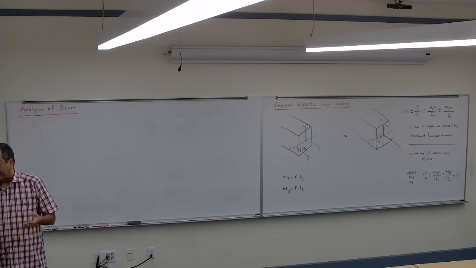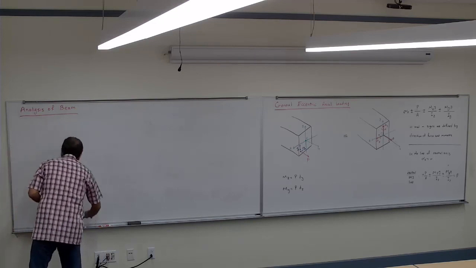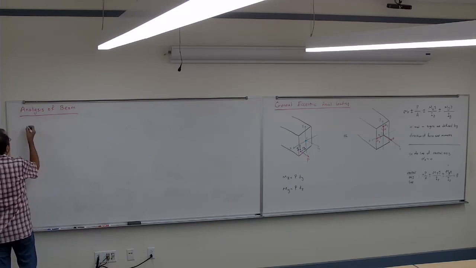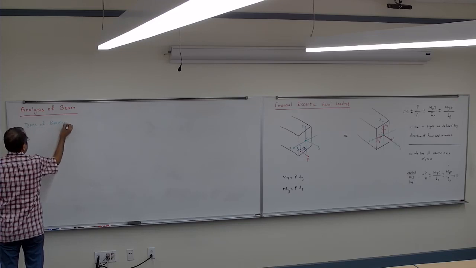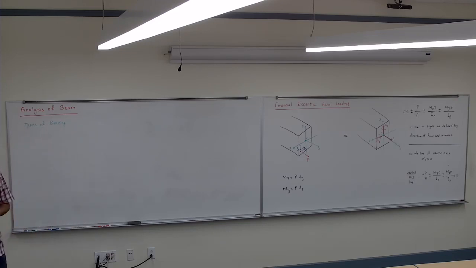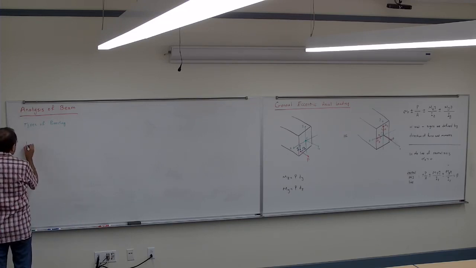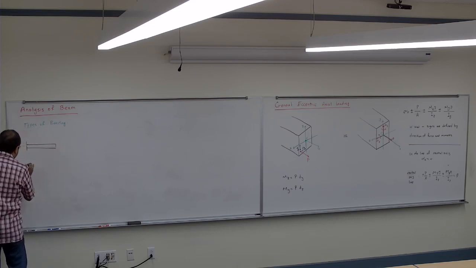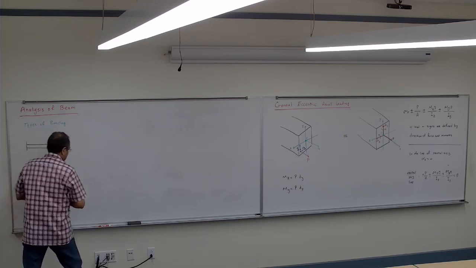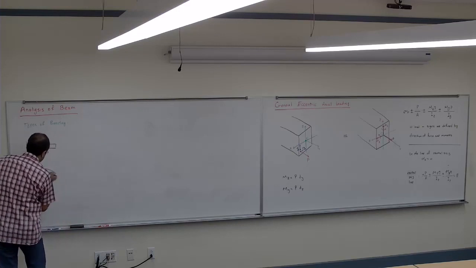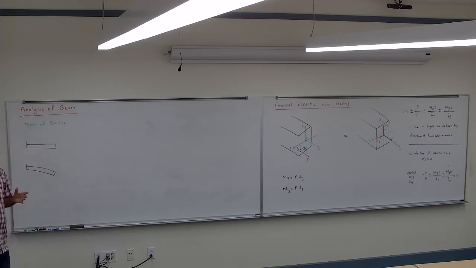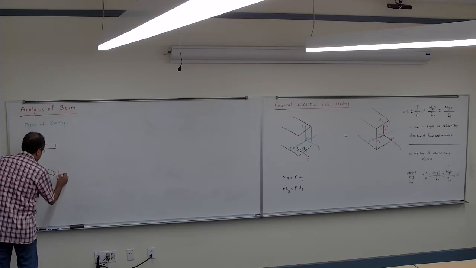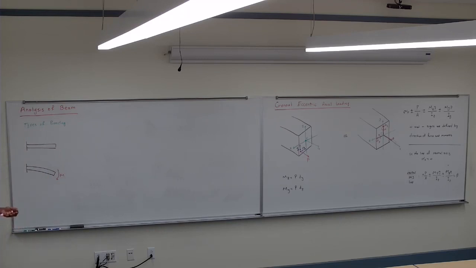First of all, the types of bending that we have. We have two types of bending. The first type is what we had so far, the pure bending, or the moment. If I have a beam like that, this beam would be bent like this. If I just apply a moment somewhere on that beam, it's going to bend. That's called pure bending.